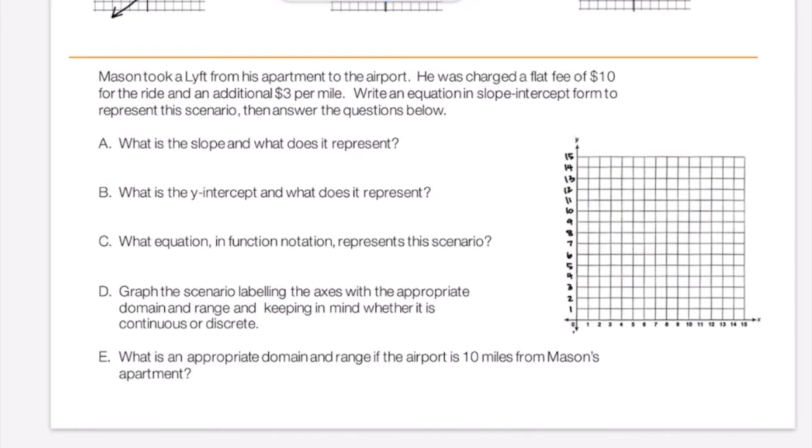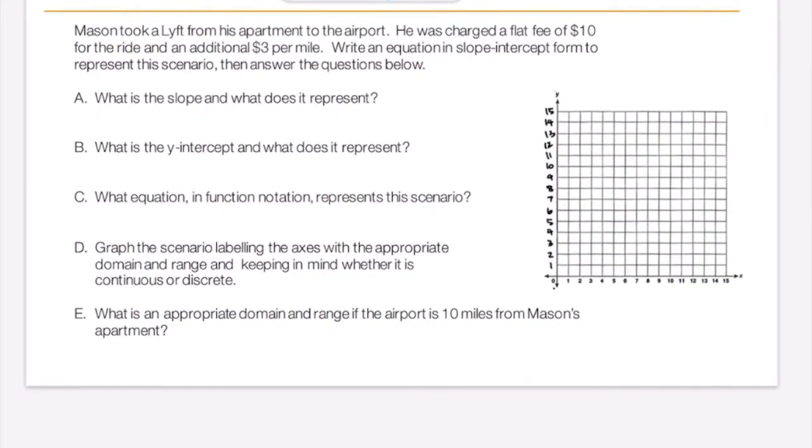Okay, finally, we're going to do a practical example, and we're going to do some review of previous lessons, just because the concepts of domain and range and independent and dependent variables is just a hard one. So we're going to keep practicing until everybody has it. All right, so here's our scenario. Mason took a Lyft from his apartment to the airport. He was charged a flat fee of $10 for the ride, and then an additional $3 per mile. Write an equation in slope-intercept form to represent the scenario, and then answer the questions below.